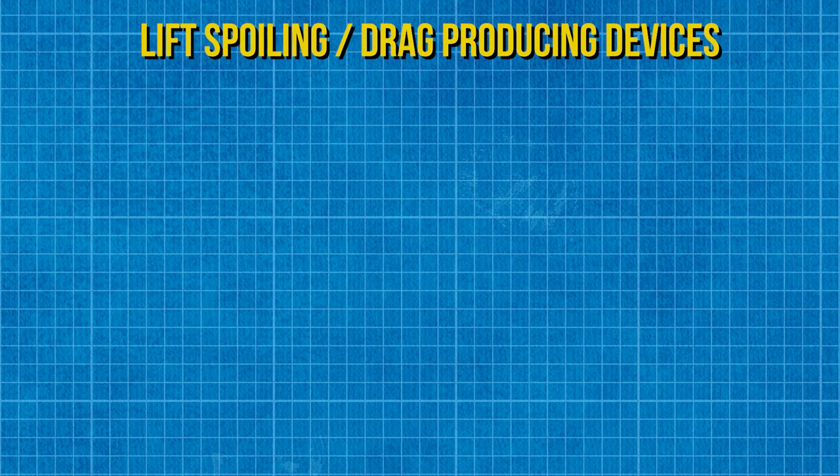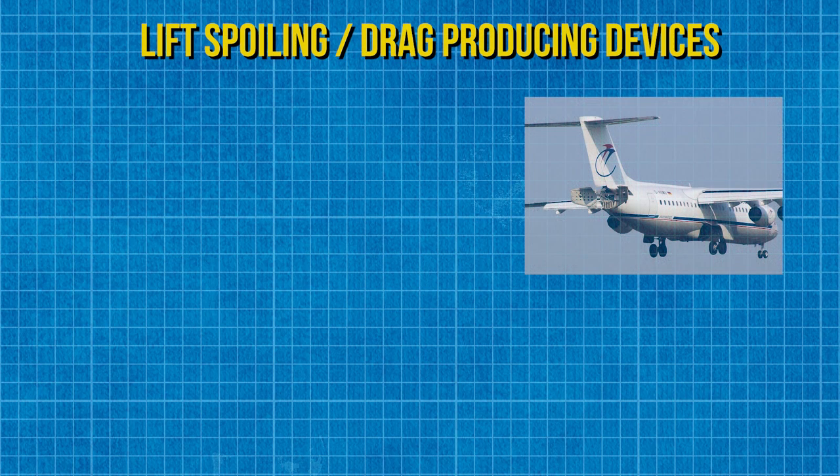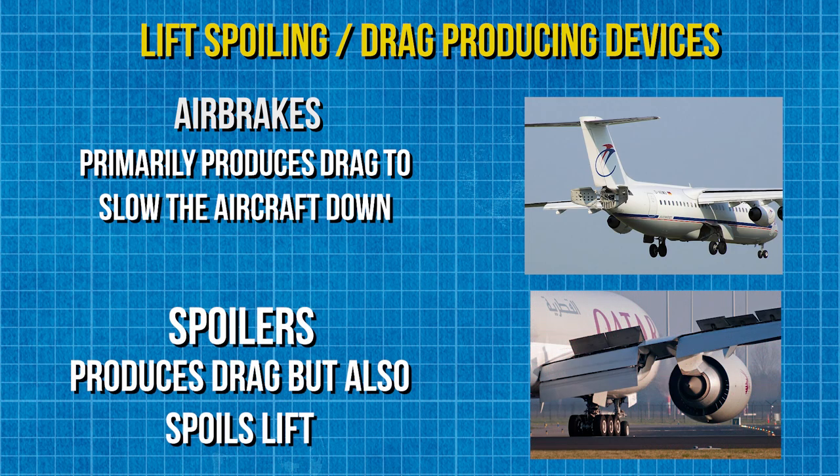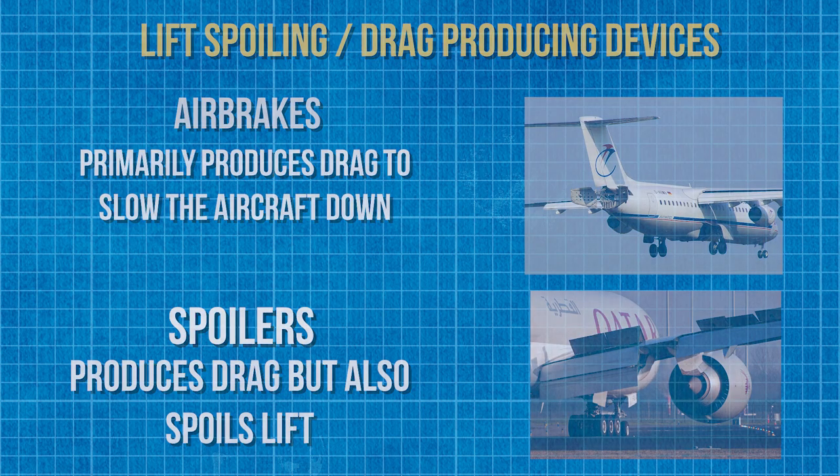Some aircraft may be fitted with spoilers or air brakes. An air brake is a part of an aircraft which produces drag, slowing the aircraft down, whereas a spoiler not only produces drag, but it also spoils the lift generated by a lifting surface.